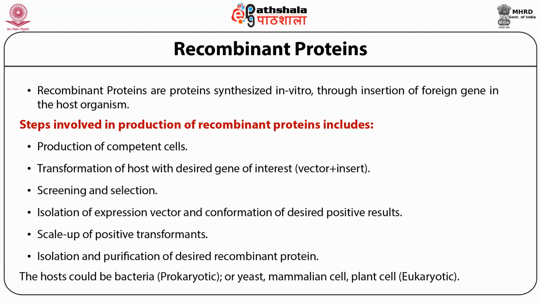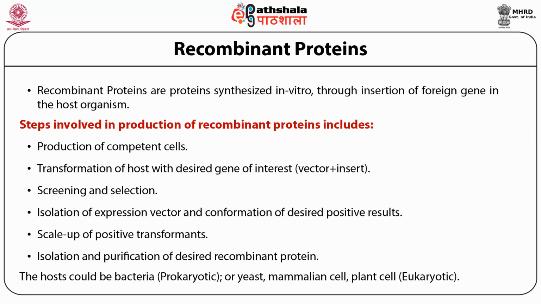Now for selection, generally the vector contains a marker gene also along with the insert. These marker genes are normally genes for antibiotic resistance. So when a host cell has been transformed using a vector that contains our target gene along with the gene for antibiotic resistance, and this transformed host cell is grown in a medium containing the antibiotic, only the positive transformants would grow in the medium, while other cells which have not taken up this vector would not grow.